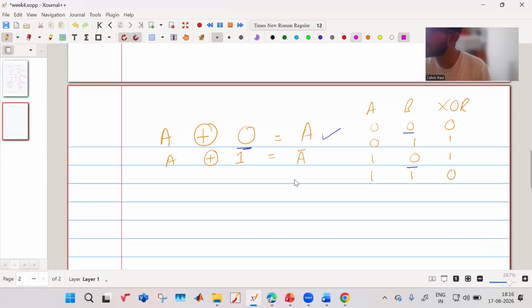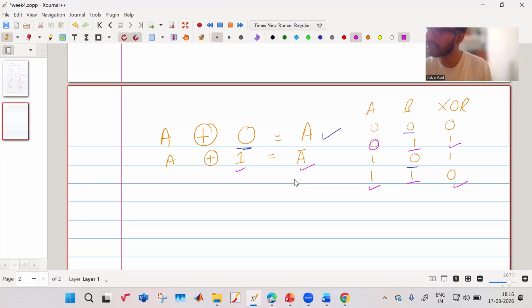Similarly, when you have the case of A XOR 1, you have 1 over here, 1 over here. In that case, what is the output of your XOR gate? Here A is 0, your output of XOR is 1. Here A is 1, your output of XOR is 0. So that's why A XOR 1 is equal to A bar. These are certain properties of your XOR gate which are very useful.